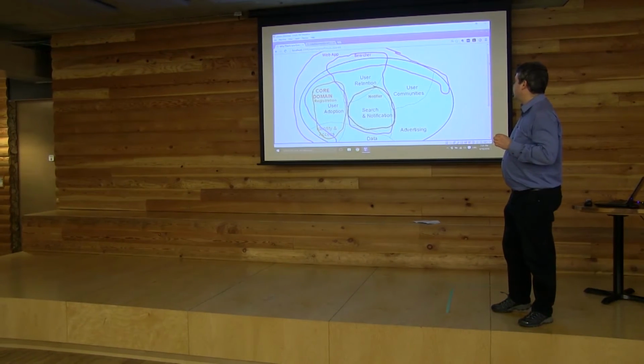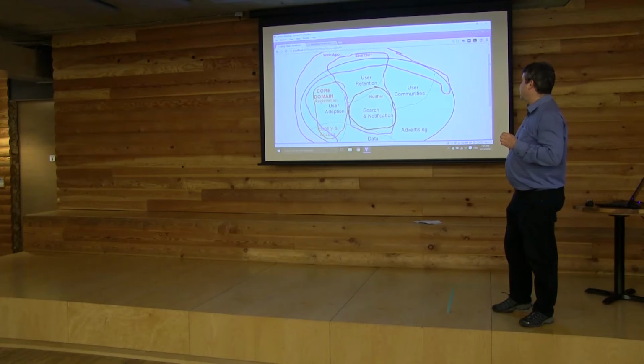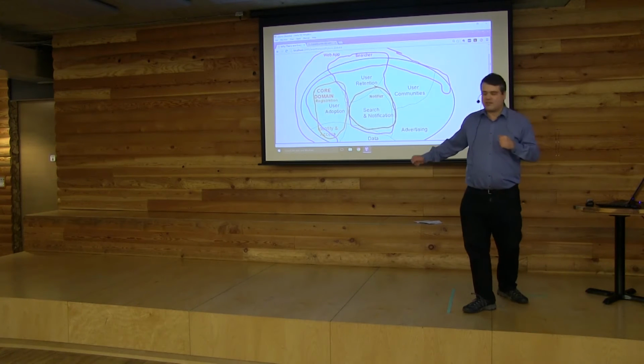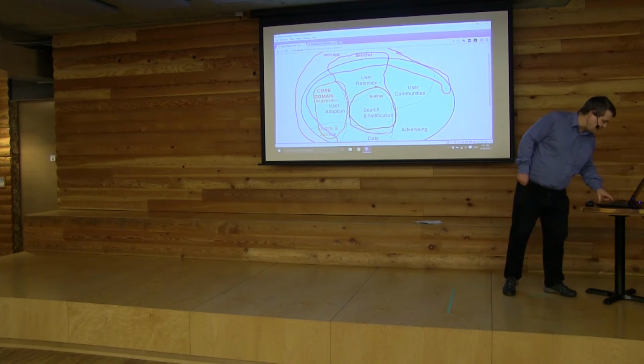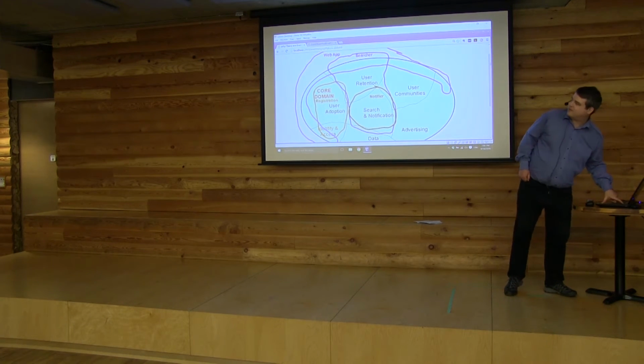The core domain of registration, user adoption, identity and access, and so on. Web app is sort of a mess which covers it all. So how do we break this down? How did we arrive at those lines?